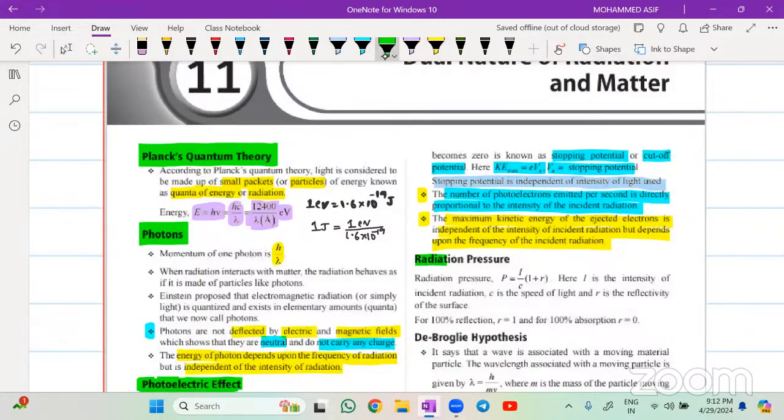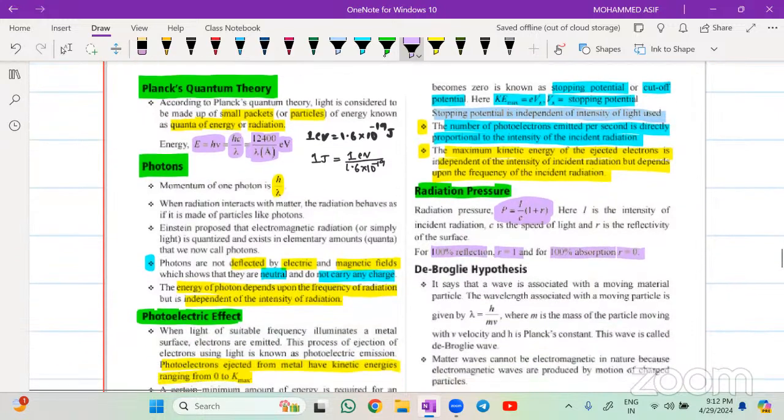Next one is radiation pressure. Very important formula. Radiation pressure का general formula देखो बेटा. Pressure is equal to I divided by C into 1 plus R. I is nothing but the intensity of radiation, C is the speed of light, and R is the reflectivity of the surface. For 100% reflection, R की value 1 हो जाएगी. So for 100% absorption, R की value 0 हो जाएगी.